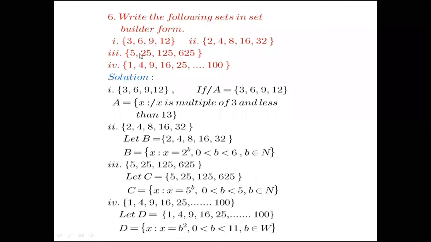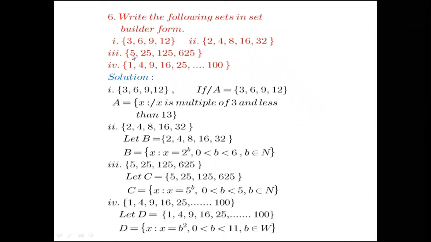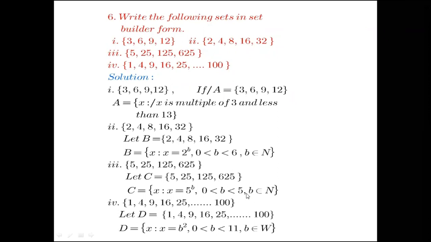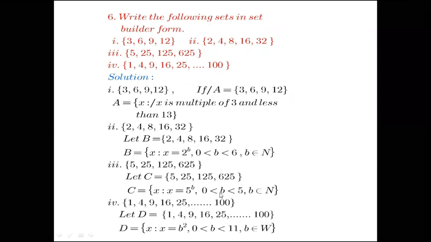Next, see this one: 5, 25, 125, 625. The same here also. So, exponential form of 5. Here 5 power 1, 5. Next 5 power 2, 25. 5 power 3, 125. Next 5 power 4, 625. So here the condition is 0 less than b less than 5. Means here the possible values are 1, 2, 3 and 4.